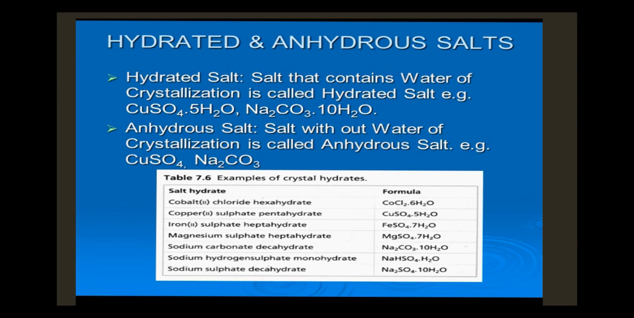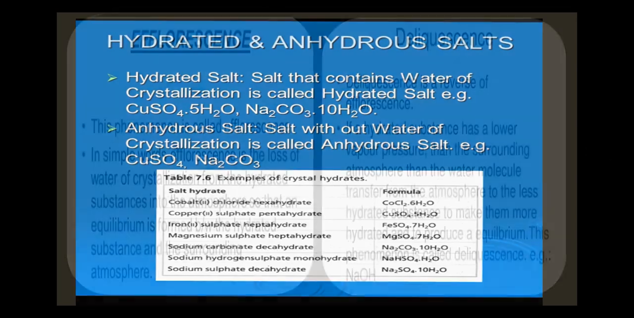Like from this CuSO4·5H2O, when we heat it at 100 degrees Celsius and that 5H2O is removed from the hydrated substance, then that CuSO4 will become anhydrous. Similarly, if the 10H2O is removed from Na2CO3, then that Na2CO3 will become an anhydrous salt. So this is about hydrated and anhydrous salts.